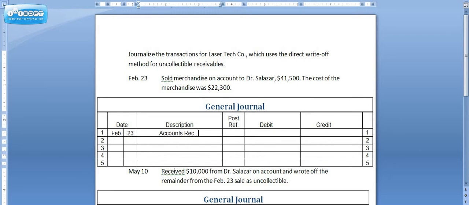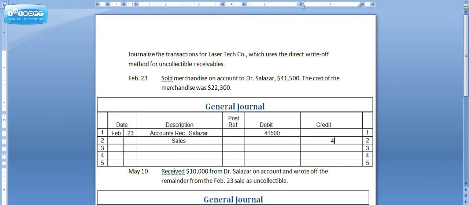So we debit accounts receivable, and we're going to also indicate the customer because we need to post that debit not only to accounts receivable in the general ledger, but it's also going to go to Dr. Salazar's account in the accounts receivable ledger. And then our credit will be to sales.